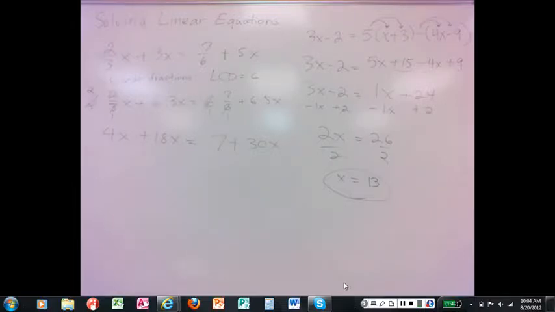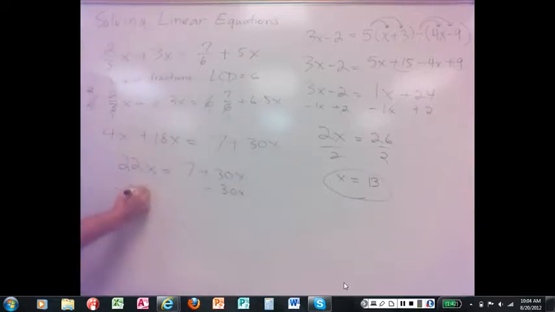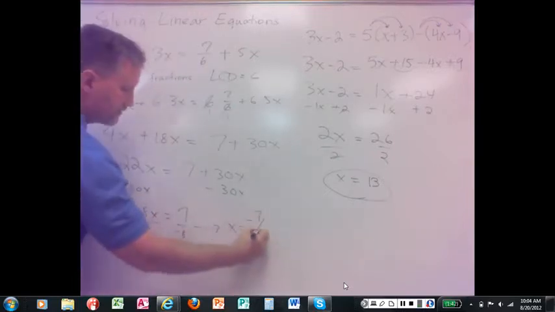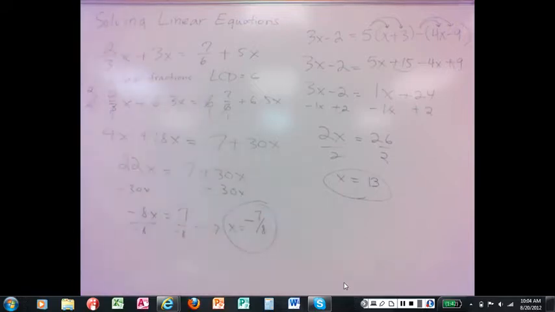All right, so what have I got? Well, I got 22x, because those are like terms. Then subtract the 30x, negative 8x equals 7. Divide off the negative 8. I get negative 7/8. Sound okay? Everybody with me on that? Believe that? Okay.